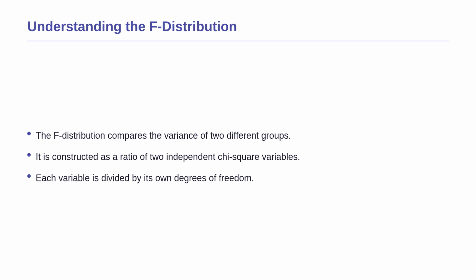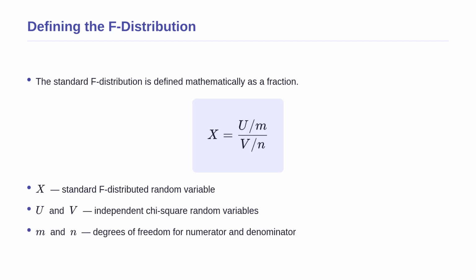To truly understand the inverse F distribution, we first need to define what a standard F distribution is. In statistics, we often need to compare the spread or variance of two different groups. We do this using an F distribution, which is literally just a ratio of two variances. Specifically, it is created by taking two independent chi-square random variables which measure total spread and dividing each by its own degrees of freedom. Degrees of freedom simply represent the number of independent pieces of information used to calculate that spread.